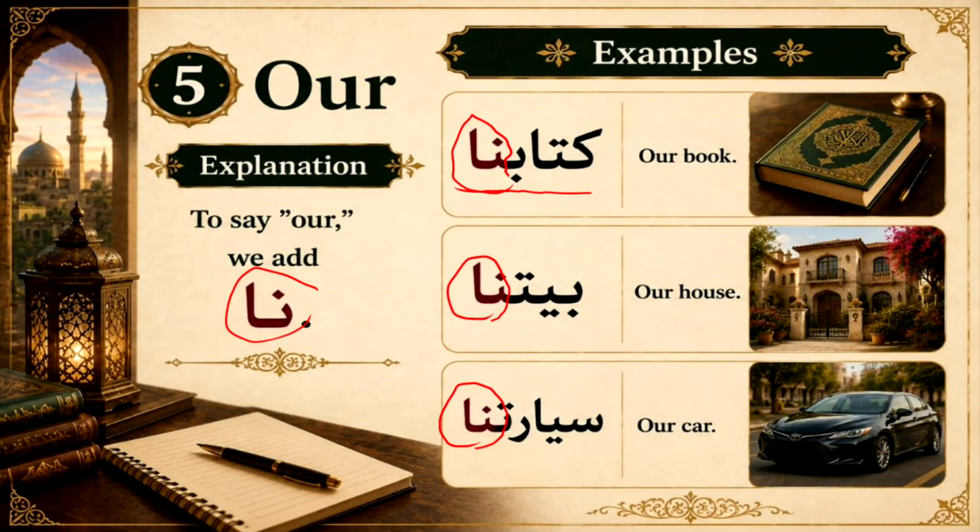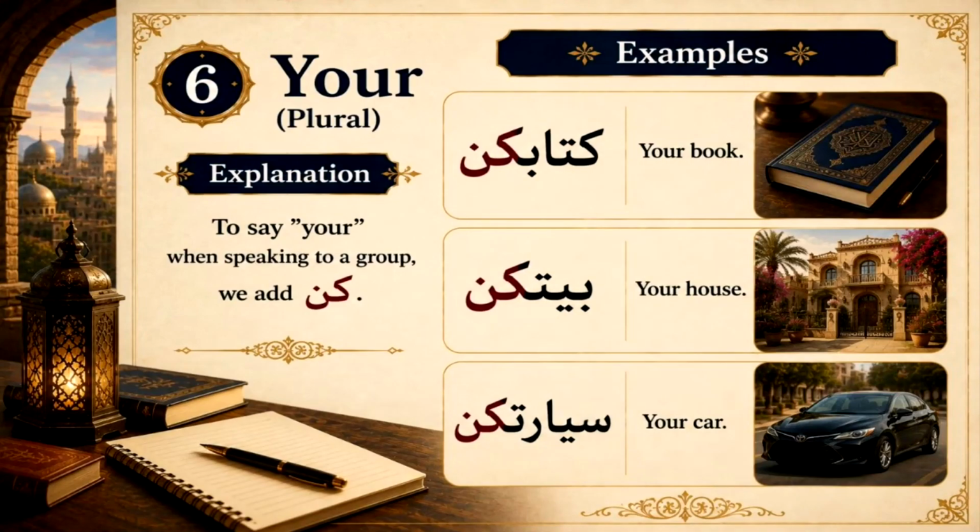Now let's talk to more than one person. You, plural. To say your when speaking to a group, we add kun, kaf wa noon. كتابكن. بيتكن. سيارتكن. The ending kun tells us your, plural.